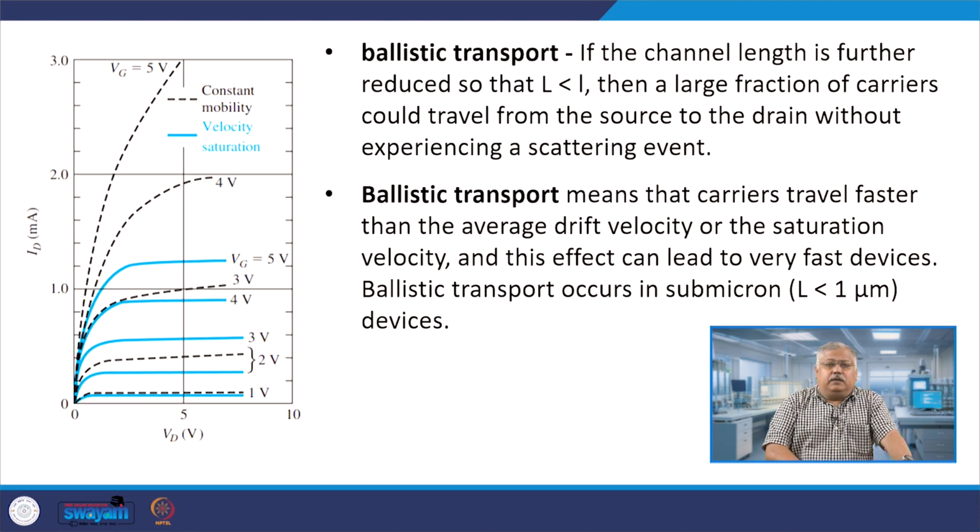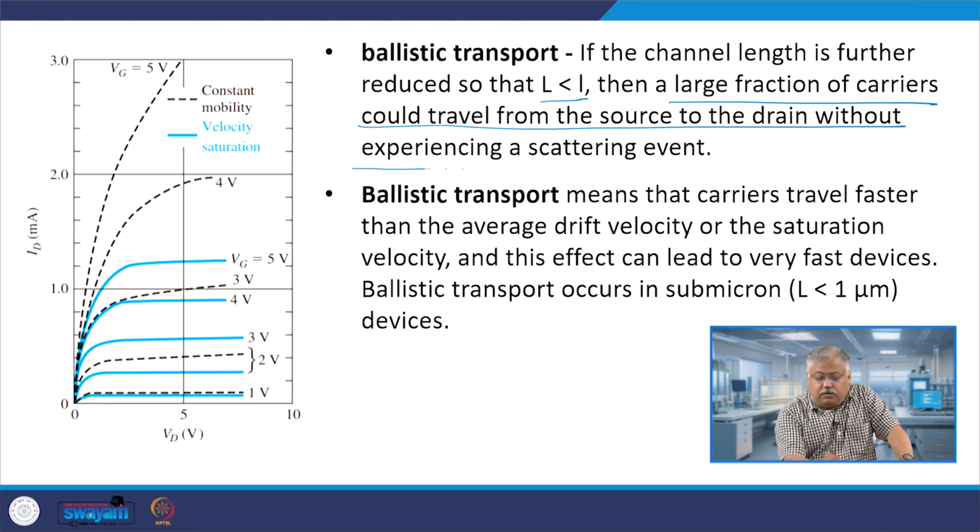So, in ballistic transport, as you can see here, if the channel length is reduced below that L value, where L is the scattering length, then a large fraction of carriers could travel from source to drain without experiencing any scattering event, which means that the mobility is held constant. There will still be scattering events, but the velocity will be much larger.